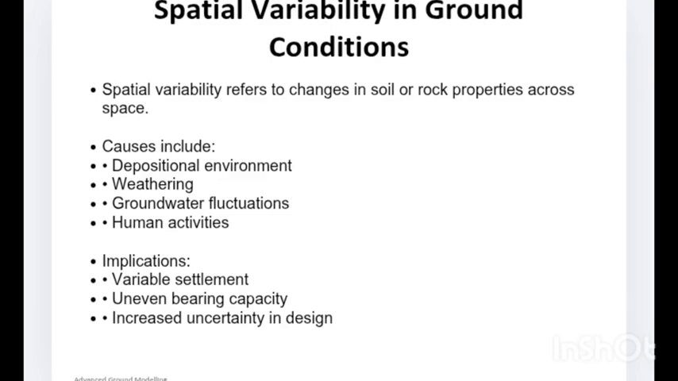So what are the engineering implications of all of this? Spatial variability can lead to differential settlements. There are a lot of examples of that in real life. Uneven bearing capacity, localized failure, increased uncertainty. For example, one section of a building foundation may rest on dense sand while another rests on soft clay. This difference can cause differential settlements and structural damage. Therefore, understanding spatial variability is essential for safe and economical design. So you're seeing where all this is coming in, right?